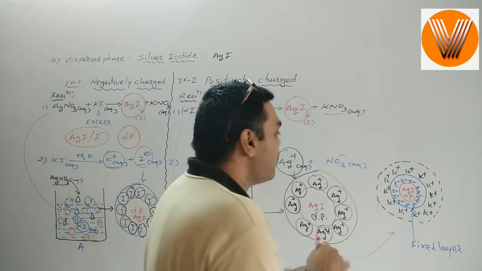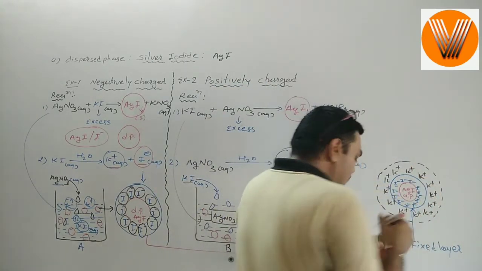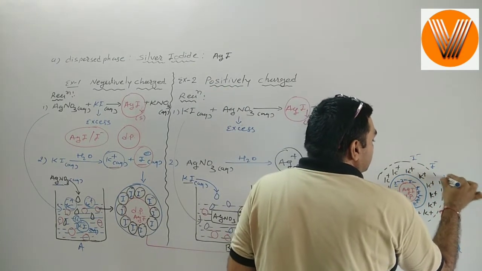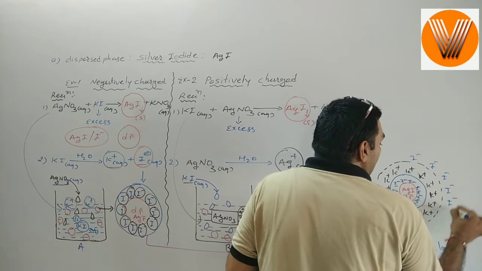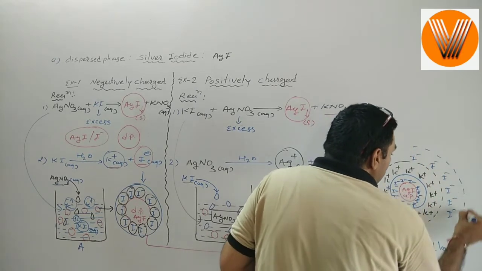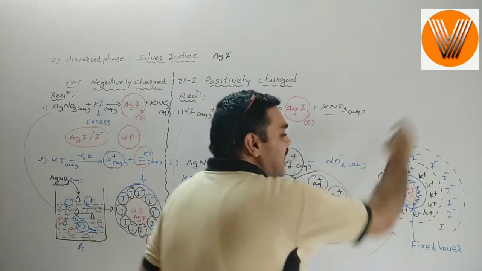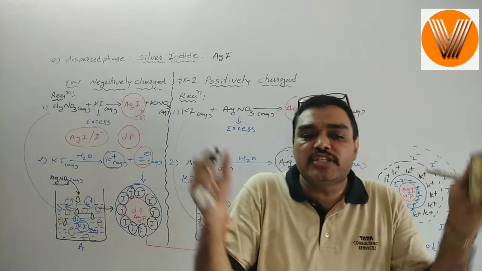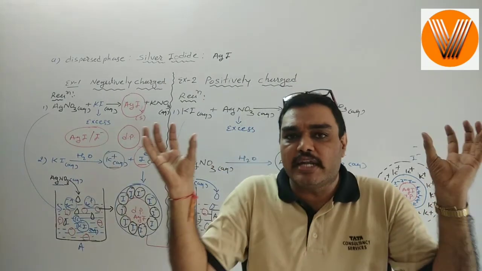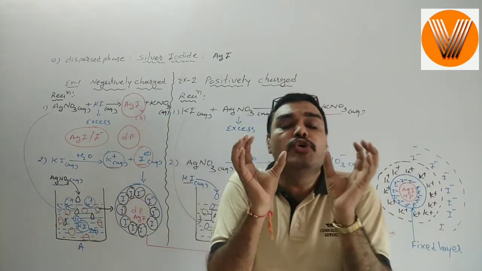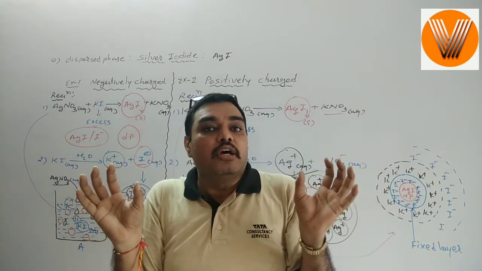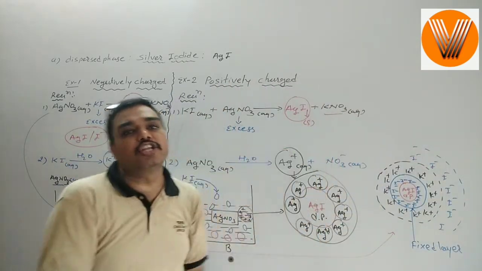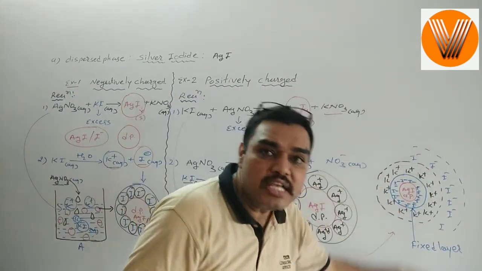Now outside this diffused layer, a layer of I minus will come again. You can consider it this way: I minus, I minus, I minus, I minus, I minus, I minus, that is also the mobile layer. So this type of layers will form throughout the solution, and that's why dispersed phase particles cannot come nearer due to the like charge repelling each other, and coagulation or aggregation does not take place, and it does not settle down.